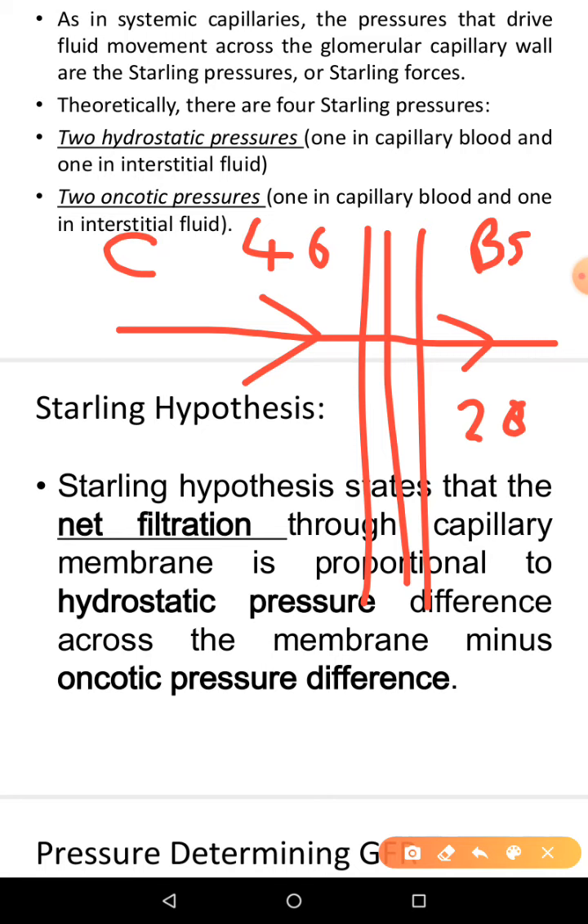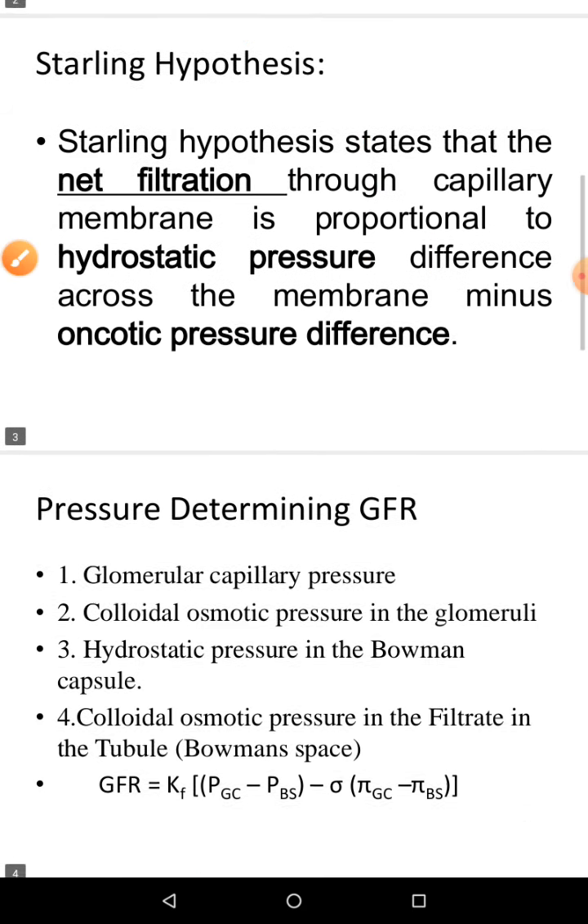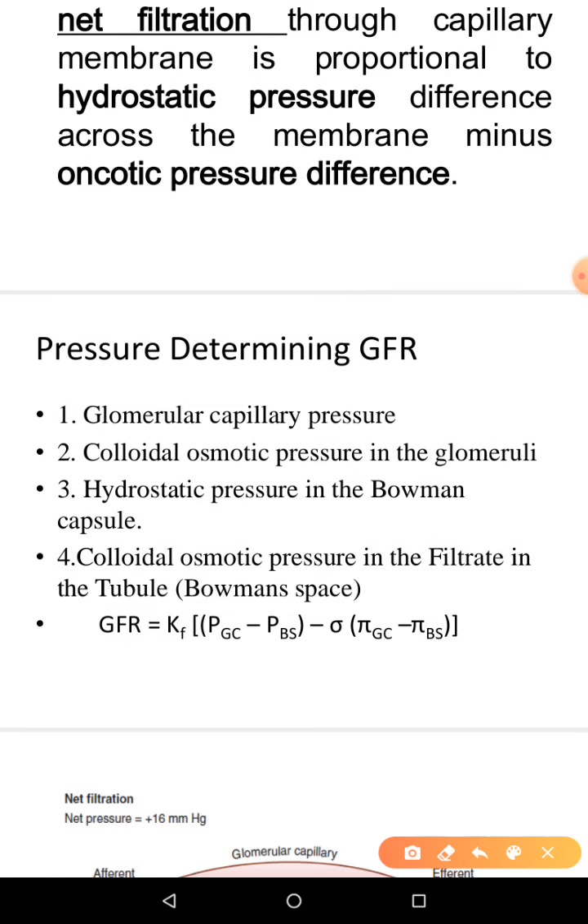It's because of the Starling forces. These are forces that drive fluid movements across the glomerular capillaries. There are four of them, which you are going to see. There's a glomerular capillary pressure. There's a colloidal osmotic pressure in the glomeruli. There's a hydrostatic pressure in the Bowman's capsule. And there's a colloidal osmotic pressure in the filtrate in the tubule. Do not get confused with these terminologies.